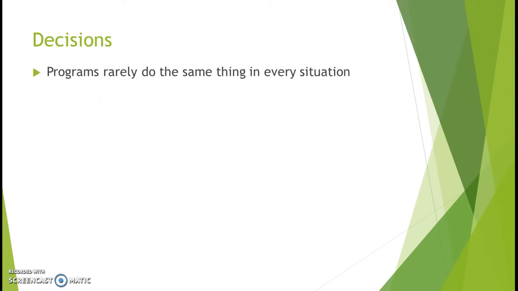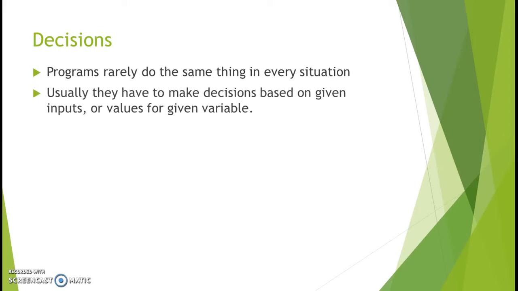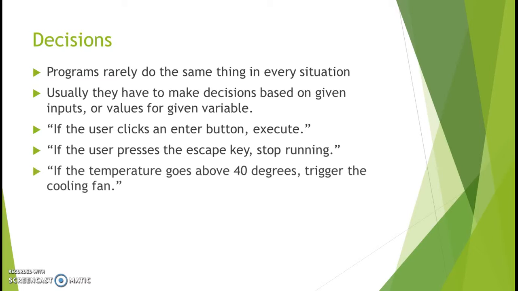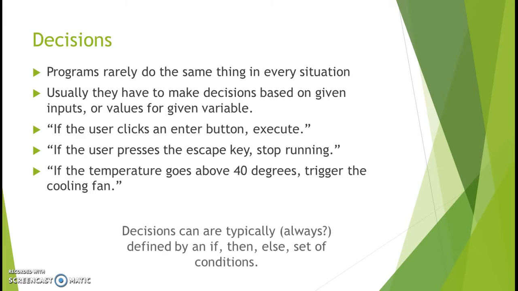So, a little bit about decisions in programs. Programs rarely really do the same thing in every single situation. Usually they have to make decisions based on inputs or simply based on values for a given variable. Some examples of this: if the user clicks an enter button, then execute. If the user presses the escape key, stop running. If the temperature goes above 40 degrees, then trigger the cooling fan.